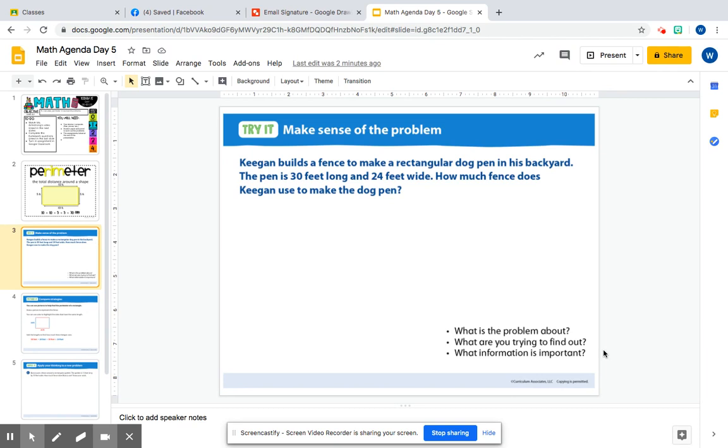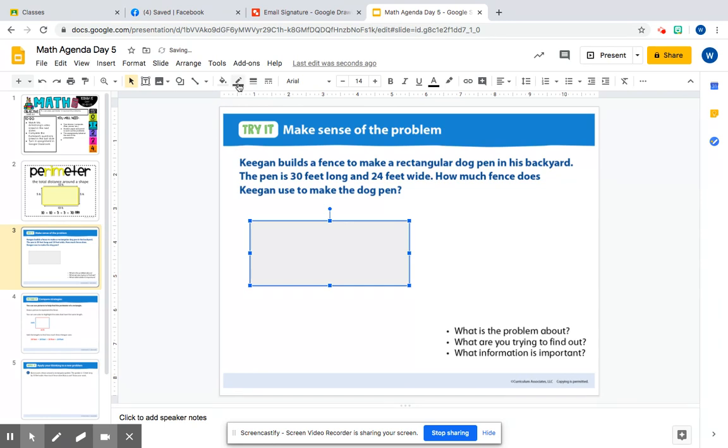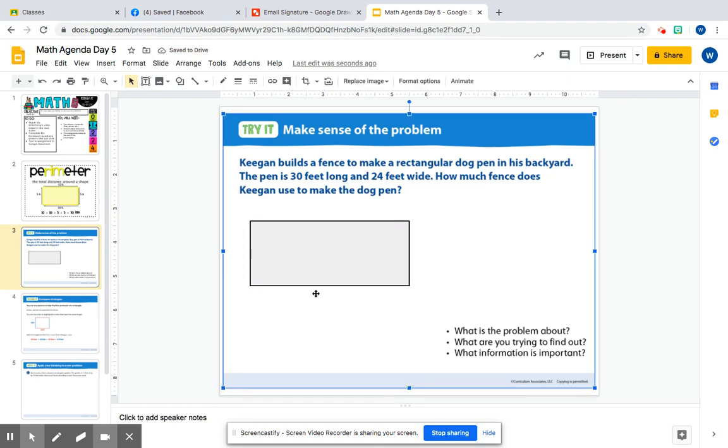It says, Keegan builds a fence to make a rectangular dog pen in his backyard. The pen is 30 feet long and 24 feet wide. How much fence does Keegan use to make the dog pen? So what I want to do first, I'm going to go ahead and draw a rectangle on here so I can visualize it. And I'm going to put a little bit of a border around it so it's easier for us to see. So there's my rectangle. There's Keegan's dog pen.